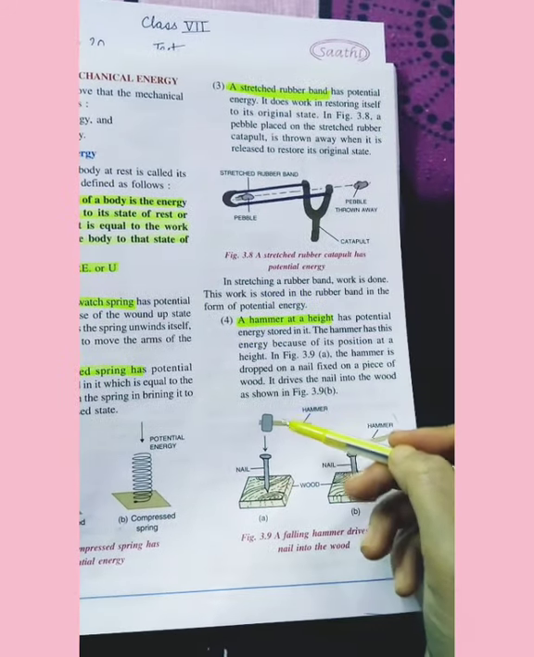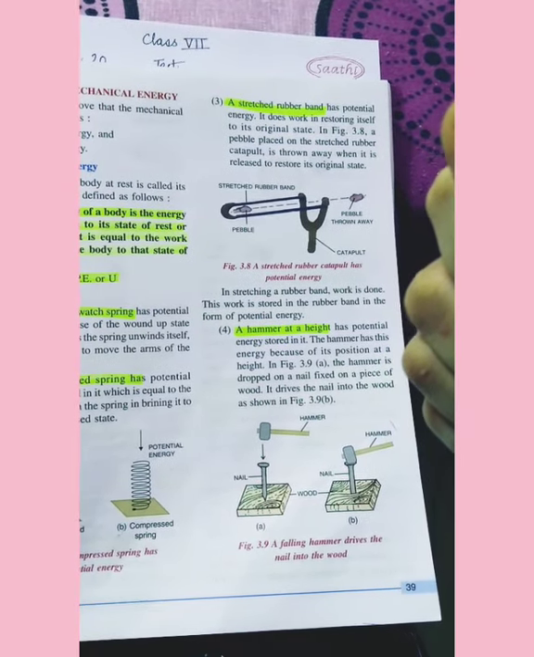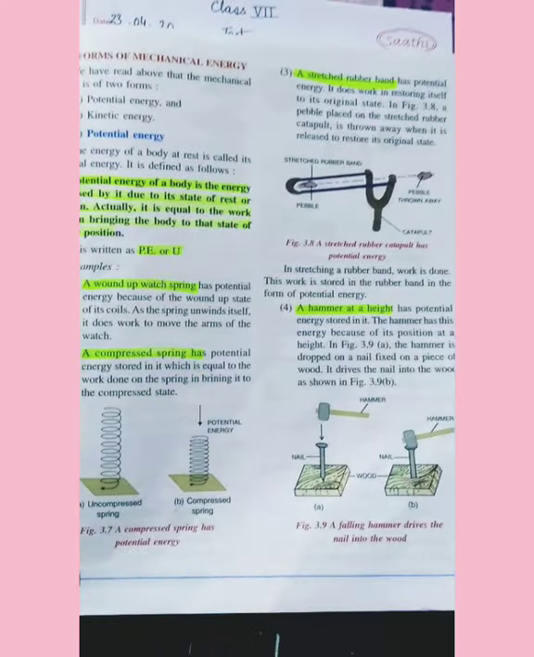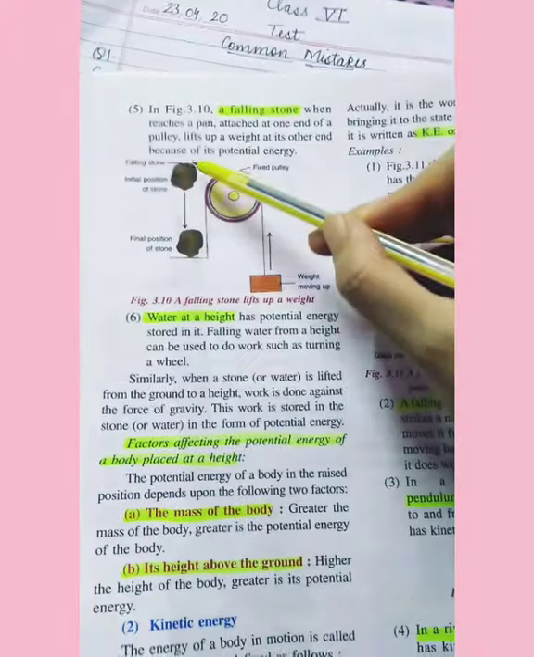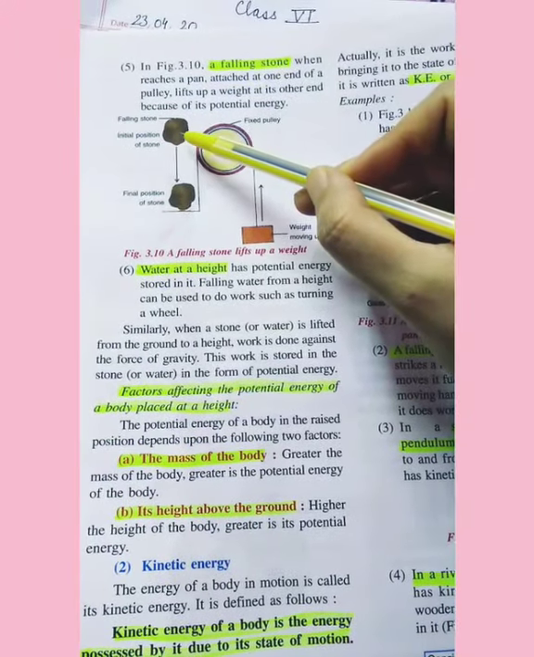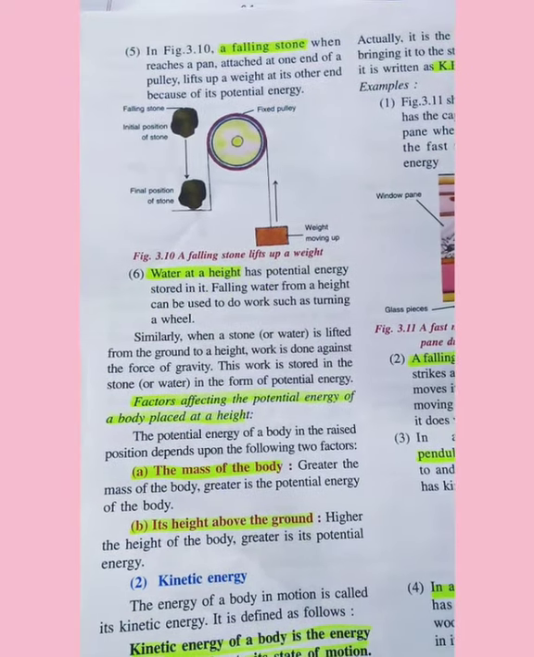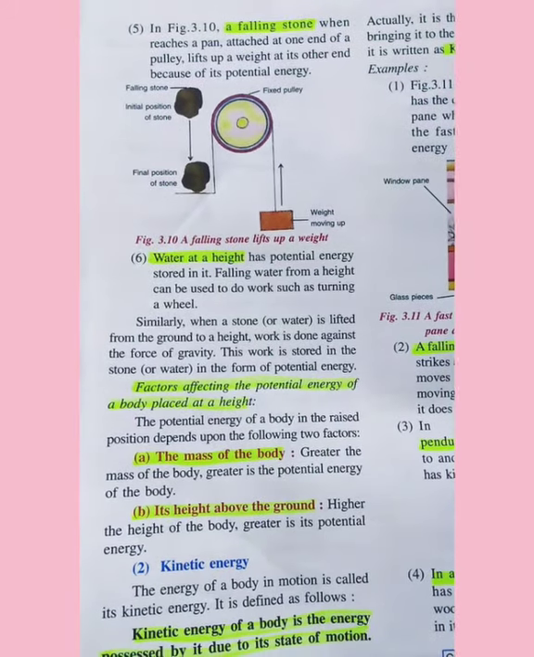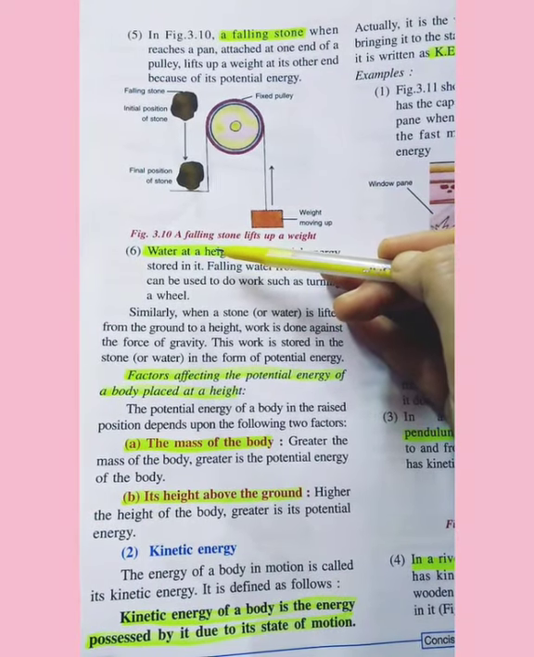A hammer at a height. We have raised a hammer against the force of gravity to a height. So we have done some work on the hammer, so that hammer has also potential energy stored in it. See next, a stone: suppose a stone is raised at a height, it is said to possess potential energy. Next we can see is water at a height. If water is kept at a height, then it is said to possess potential energy.